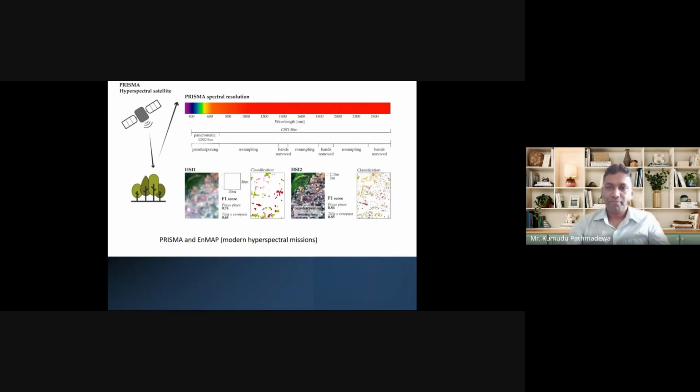Likewise, you can classify. So for classification also, in minerals or whatever the thing, the high spectral sensors' images are used. That is very good when we work with classification.